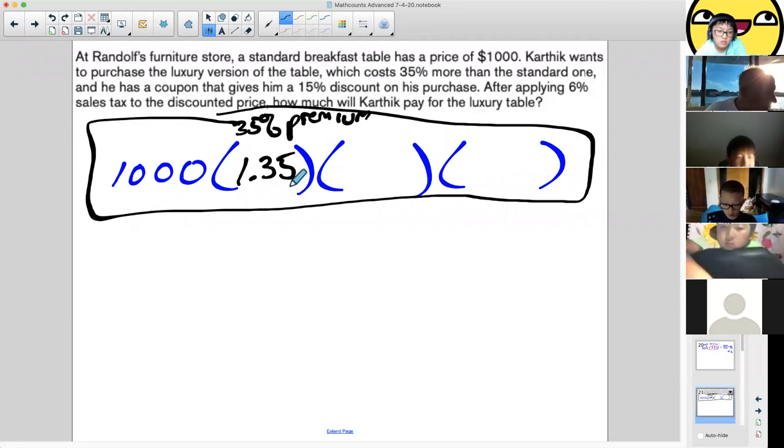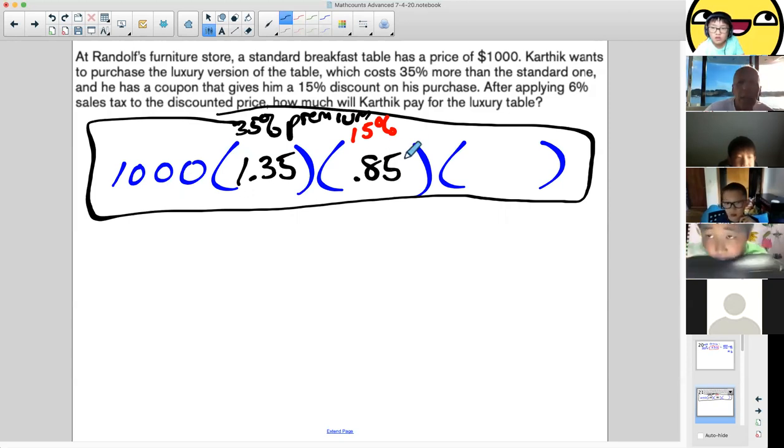Now, Ray, can you give me the second one, which represents a 15% discount? 0.85. You are right. Audrey, can you give me the last one representing the application of the 6% sales tax?